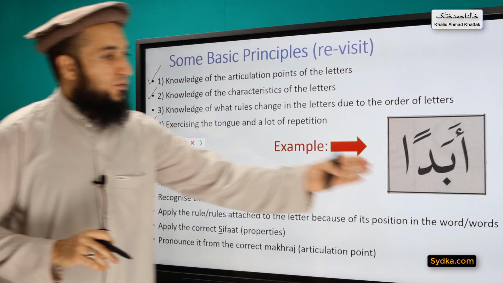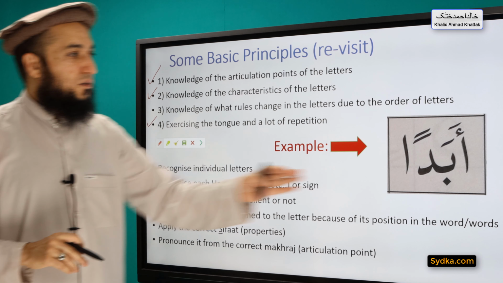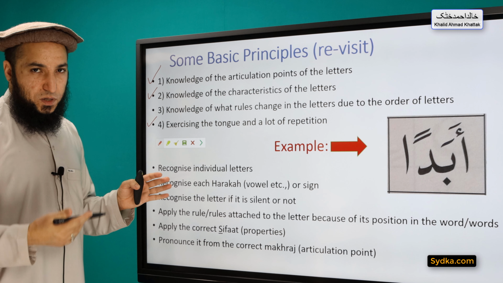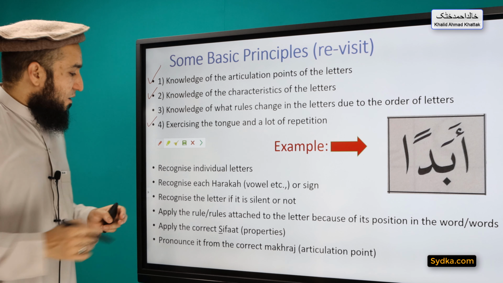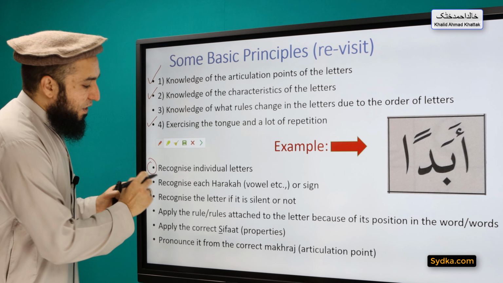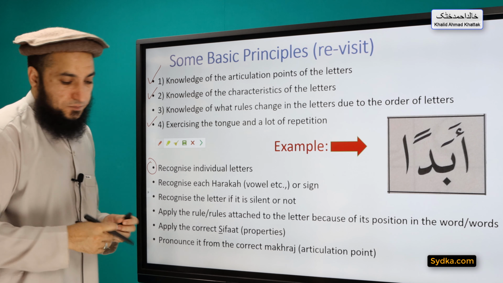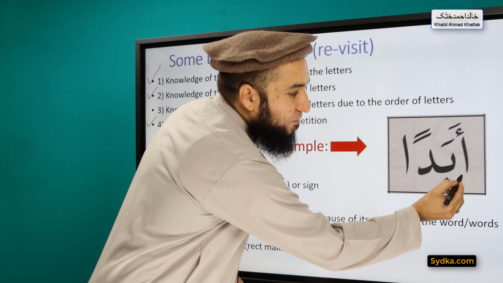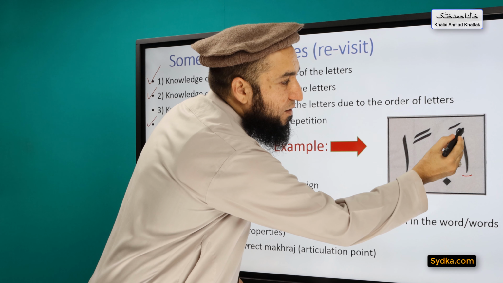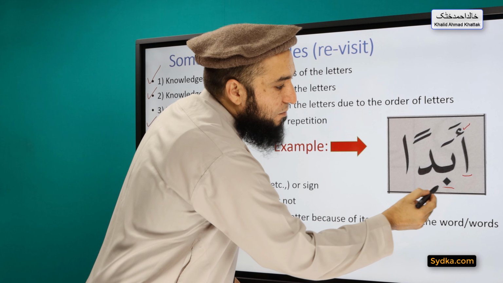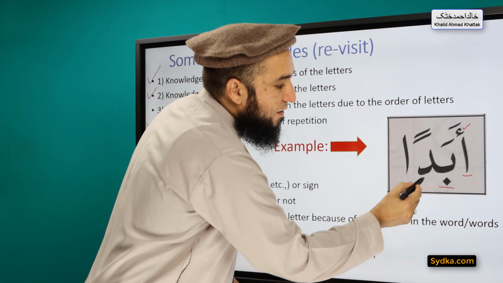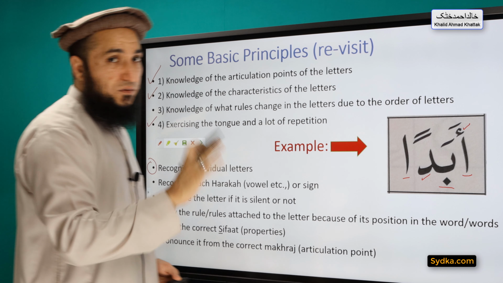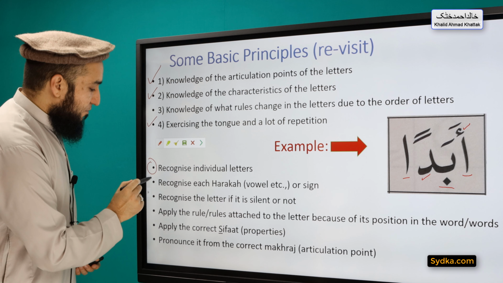So if we are given a word, we have to apply these steps to make our reading or recitation easy. The first one is recognizing individual letters. If we go to here, the first one is alif, the second one is hamza, the third one is ba, the next one is dal, and the final one is alif. So we recognized individual letters, step one.